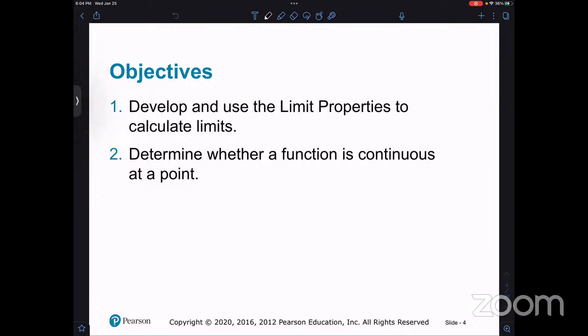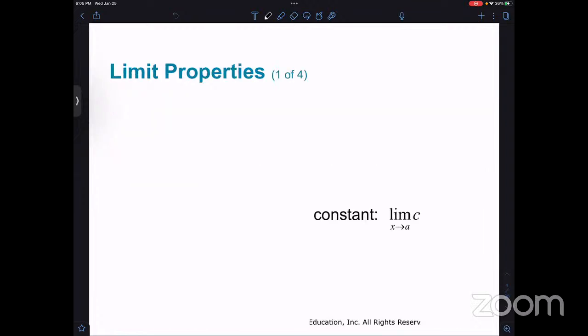So some objectives here. We'd like to develop and use the limit properties to calculate limits and determine whether a function is continuous at a point, right? So we're going to see what we mean by those.